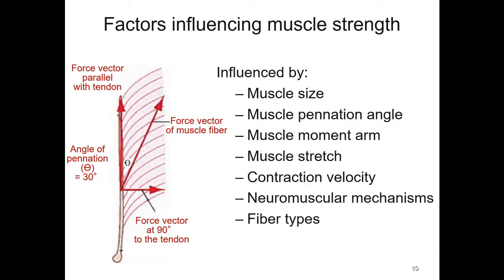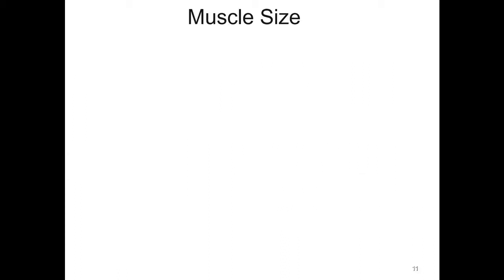So what are the factors that affect the strength of a muscle? The force that can be exerted by a muscle depends upon the size of the muscle, pennation angle, by that I mean the directions in which muscle fibers are pulling, muscle moment arm, muscle stretch, contraction velocity, neuromuscular mechanisms, and fiber types. Let's consider the factors that affect muscle strength one by one.